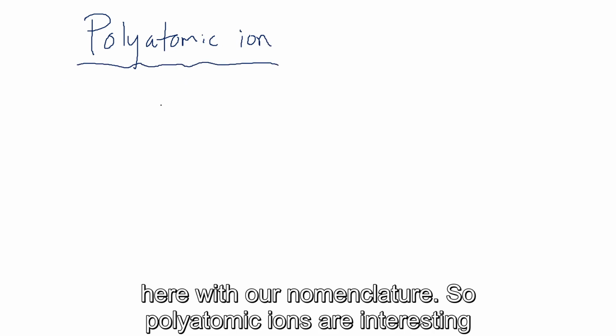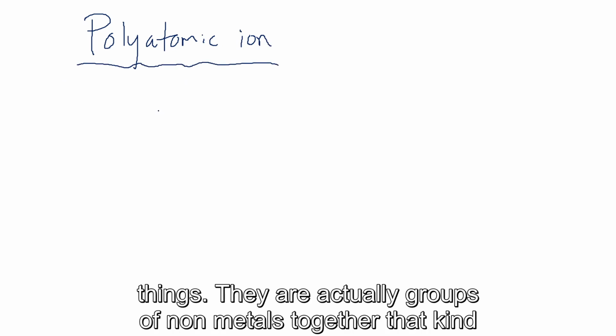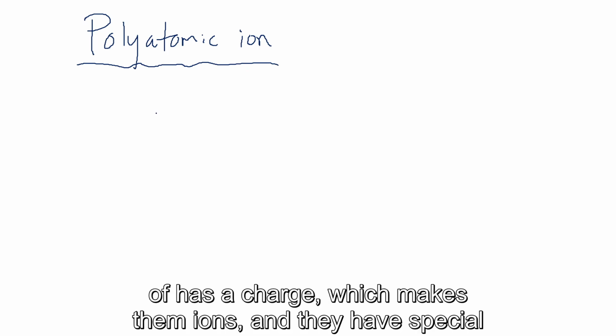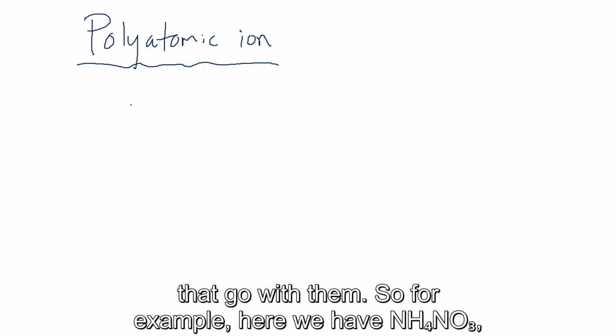So polyatomic ions are interesting things. They are actually groups of nonmetals together that have a charge, which makes them ions. And they have special names, and special formulas and charges that go with them.